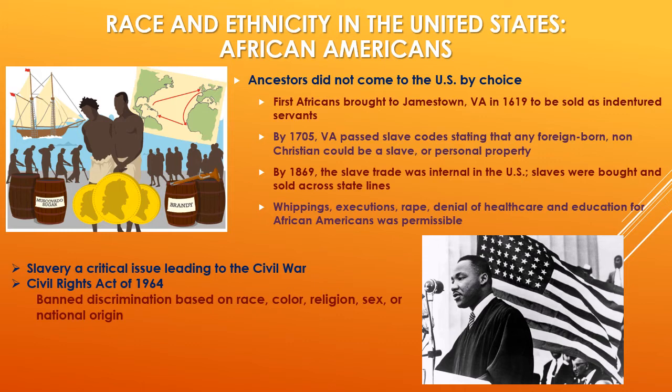And by 1705, Virginia passed slave codes that any foreign-born non-Christian could be owned as a slave and would be considered the personal property of the slave owner. By 1869, there was a highly developed slave trade within the United States. And during this dark time in U.S. history, whippings, executions, rape, and the denial of health care and education for slaves was permissible and enforced by law.